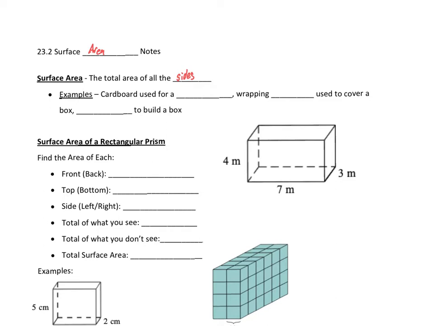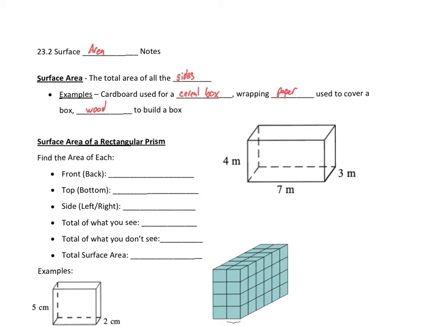Okay, so examples. It'd be the cardboard that you'd use for a cereal box. So it's not the cereal inside, it's the box on the outside. The inside would be the volume. It's the wrapping paper that would be used to cover a box. Again, not what's inside, on the outside. If you're making a wood box, it'd be the wood to build the box.